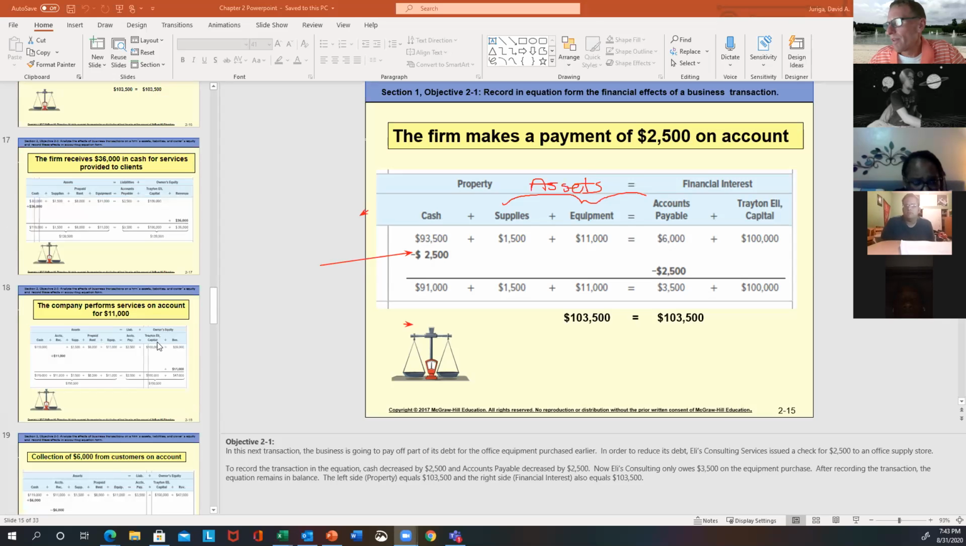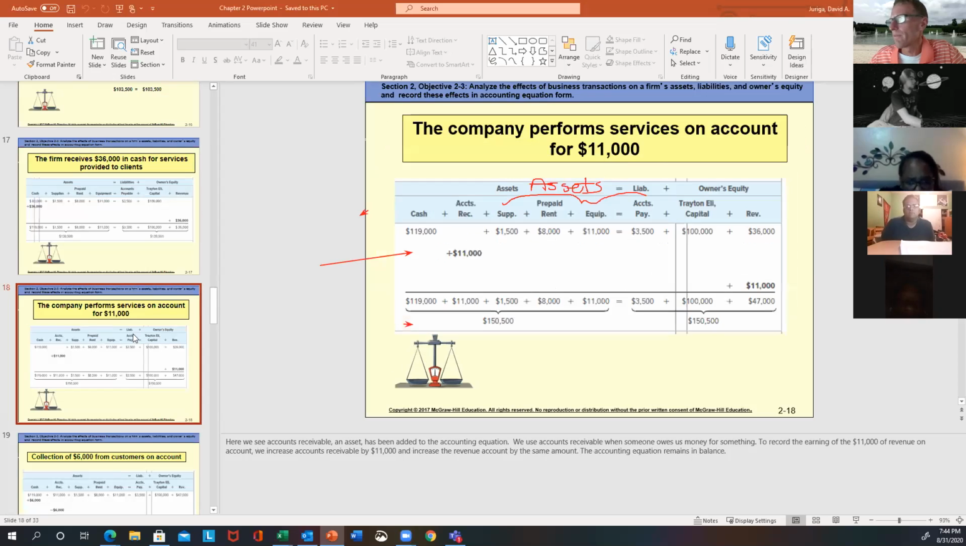Let me show you one on revenue real quick. On this one, it says the company. Notice they don't use the word the firm. They say the company performs services on account. Let me erase my drawing so that doesn't confuse anybody. So what does that mean?